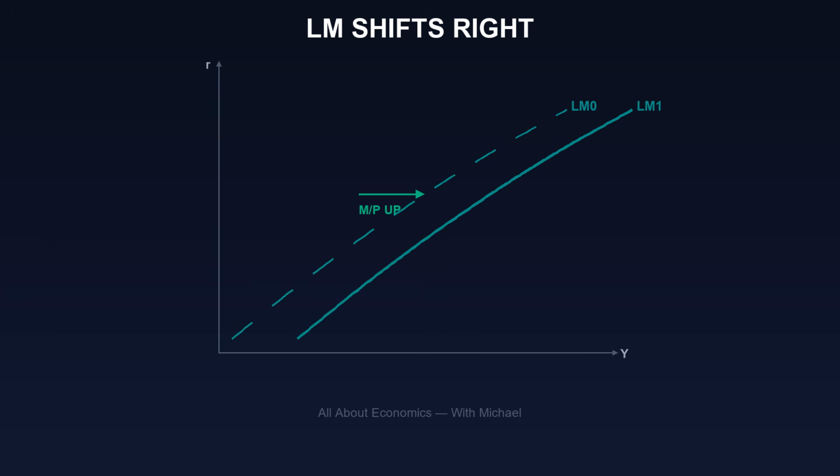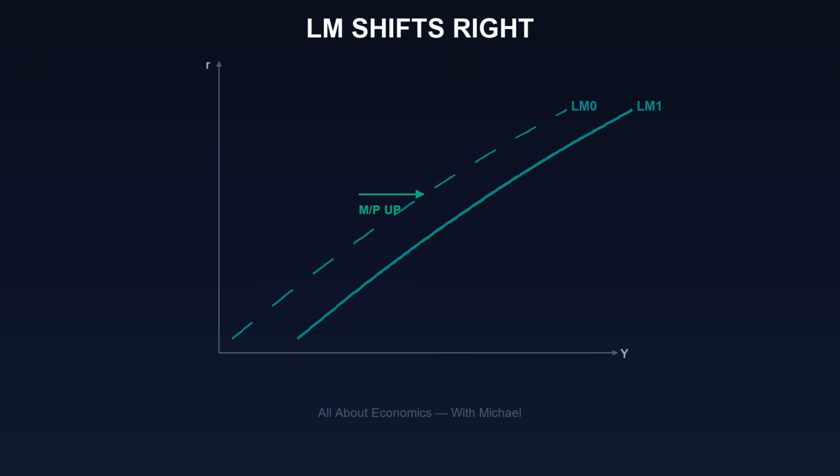Now, compare that to a shift of the entire curve. That is an external shock. It's driven strictly by monetary policy, when the central bank steps in and actively alters the money supply itself. Internal changes in output walk you up and down the stairs. Central bank policy picks up the entire staircase and moves it to a completely different room.